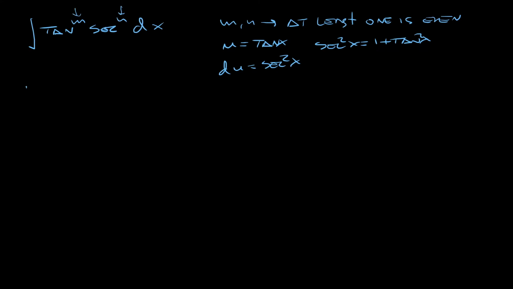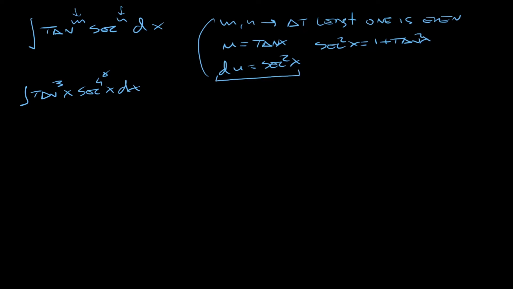So let's say we have tan 3x and then secant 4x dx. This one is even, so we can use this procedure. So how do we do this? Well, the first step is getting rid of the dx part and getting the du in.